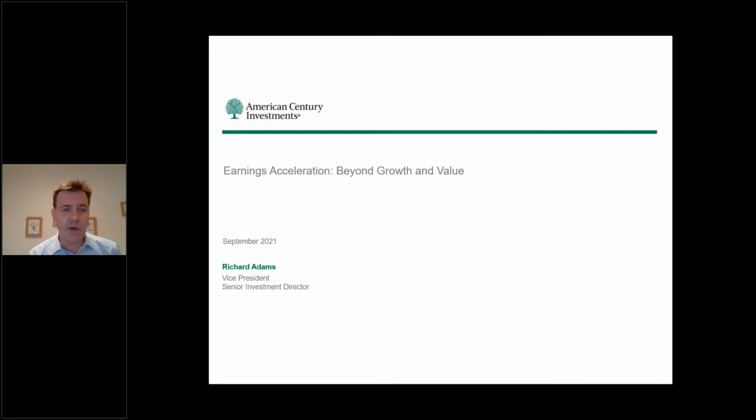So we believe that earnings acceleration is an overlooked source of excess returns, as Tech alluded to. And when you look at the academic literature, there's actually been very little work on this approach. Actually, we think that our study was one of the first to look at earnings acceleration in a global context. As Tech mentioned, most prior studies have focused on the US market.